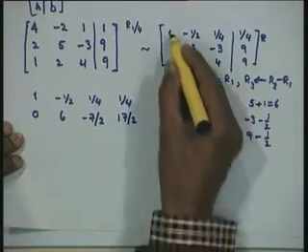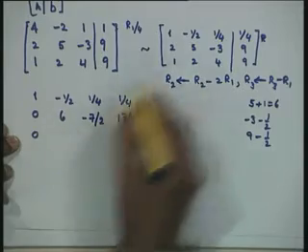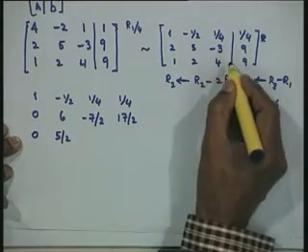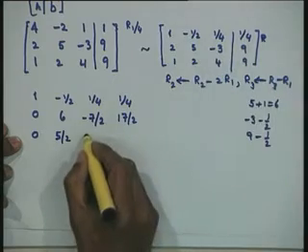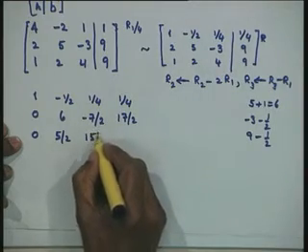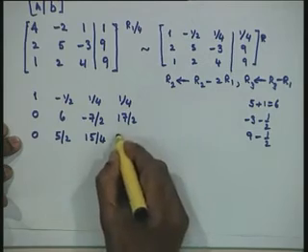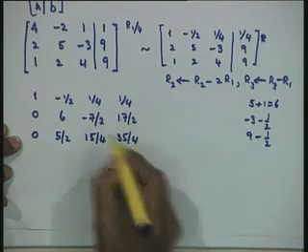Now, the next one is to subtract these two rows. So, I have a 0 here, 2 plus half, that is 5 by 2, then 4 minus 1 by 4, 15 by 4, and 9 minus 1 by 4, that is 35 by 4.